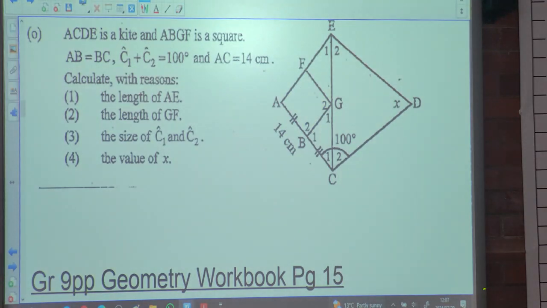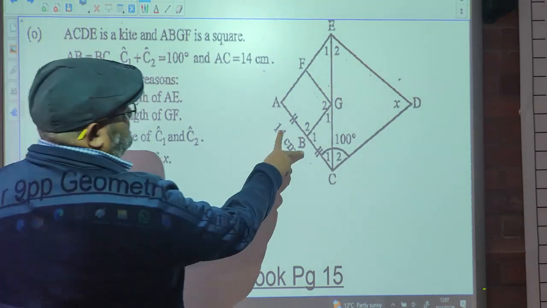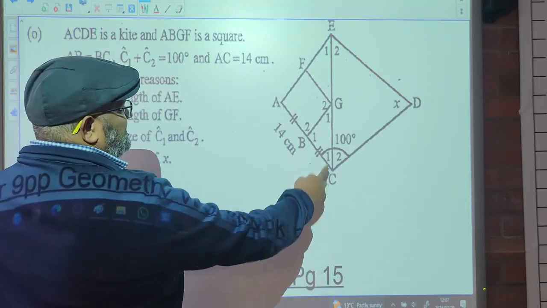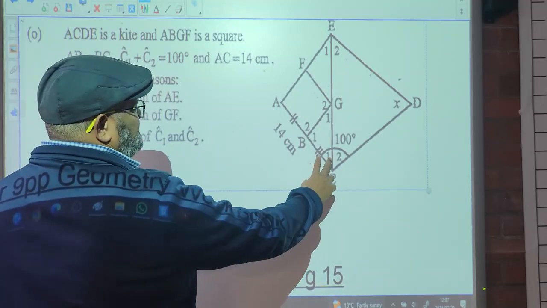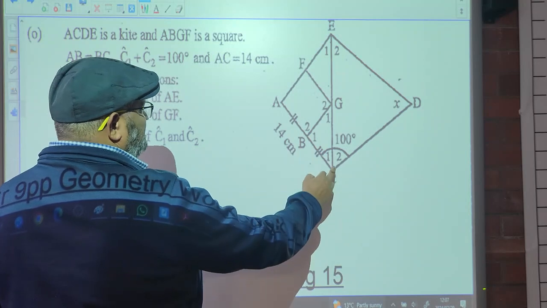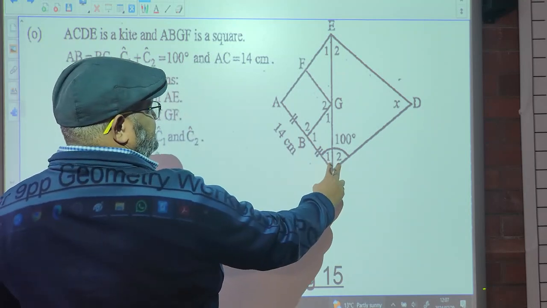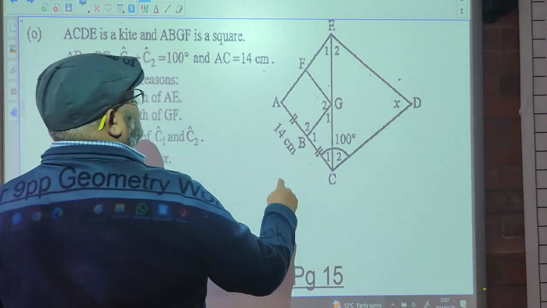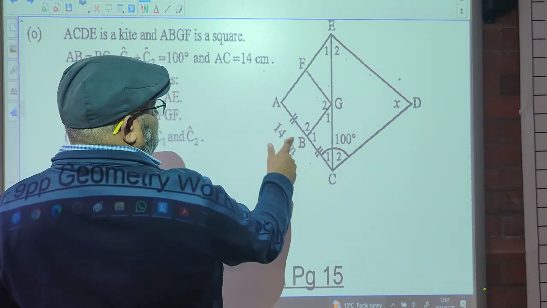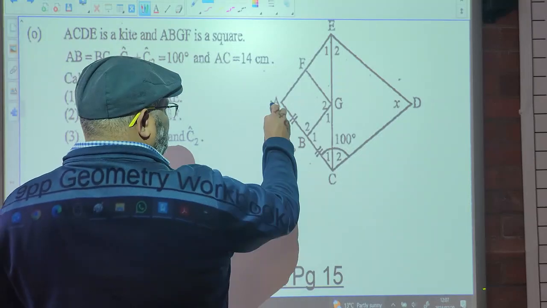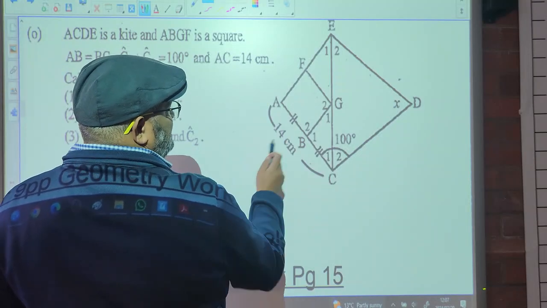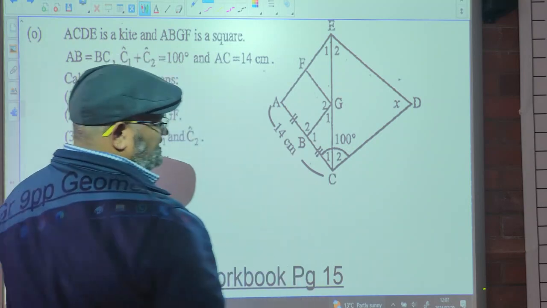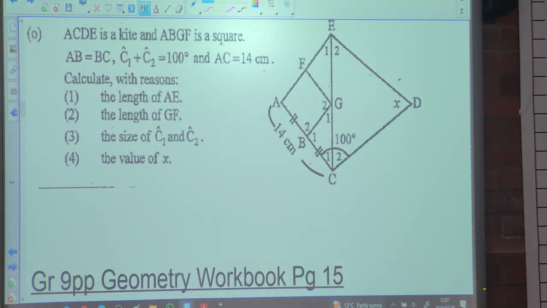Okay. Then we are told that AB is equal to BC. Those lengths are equal. Then we are told that C1 plus C2 is 100 degrees. Does that mean to say C1 is equal to C2? No, that doesn't mean that. Then we are told that AC is 14. AC, people, the whole length is 14. So what can we say? AB is 7 and BC is also 7. Can you see that, people?